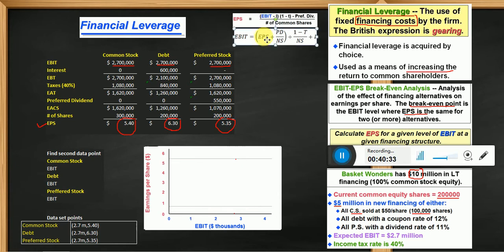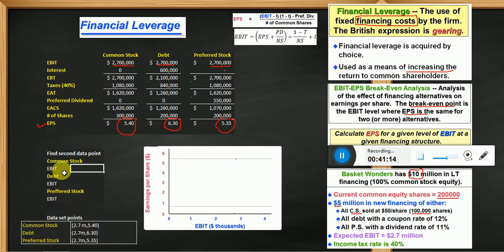So if you rearrange this formula for EBIT, we will have a formula like this. If you mathematically rearrange the given formula for EBIT, then we finally have EBIT. In this EBIT formula, if we make the earning per share 0, then how much will our EBIT be? Once again, if we pretend that our earning per share is 0, then how much will our EBIT be? We can find it here, the second data point for all these alternatives.